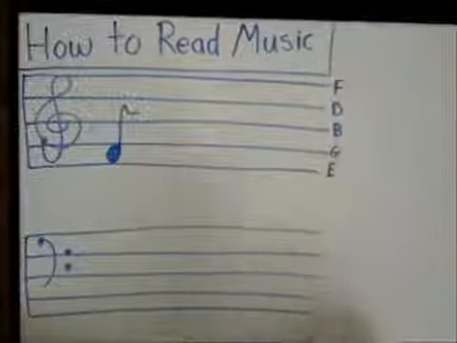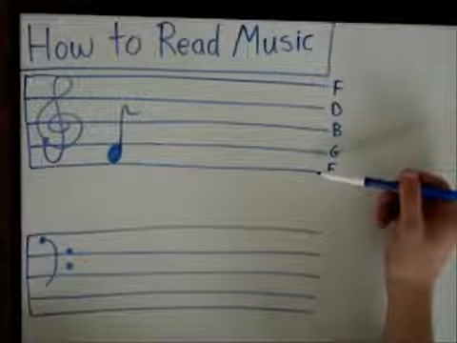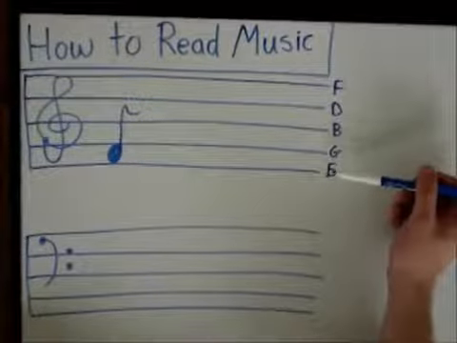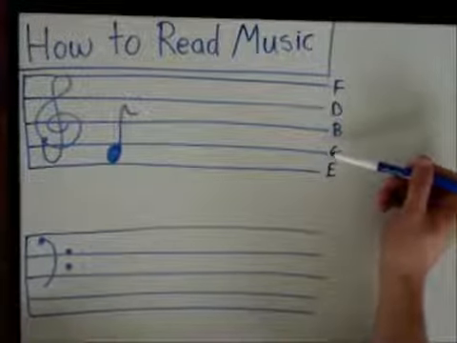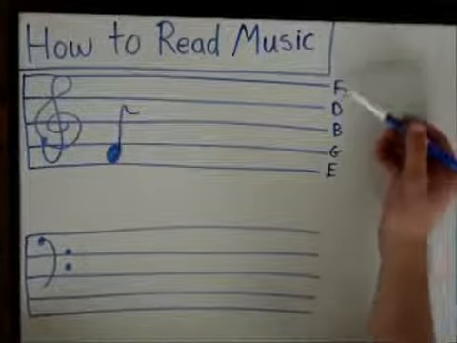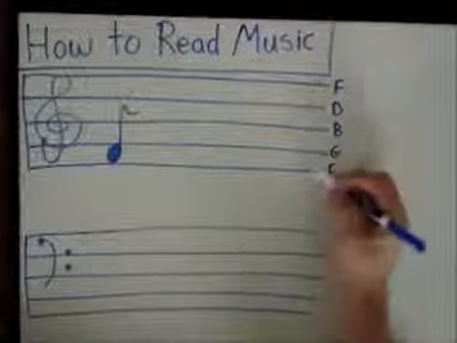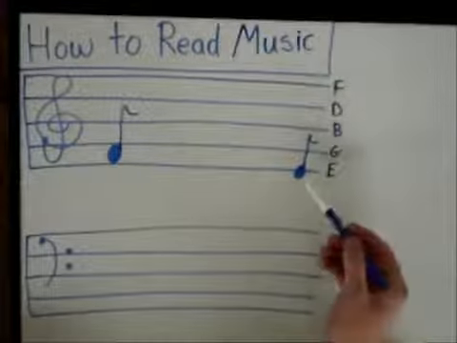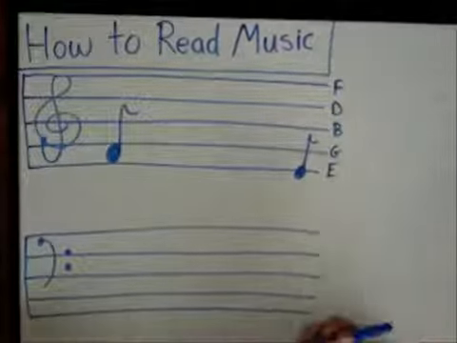So for instance, in the treble clef, the bottom line represents E, the note E, then G for the second line, then B, D, F for the third, fourth, and fifth lines. These represent the lines. If you see a note, say right here, that is telling you you're going to play an E note.